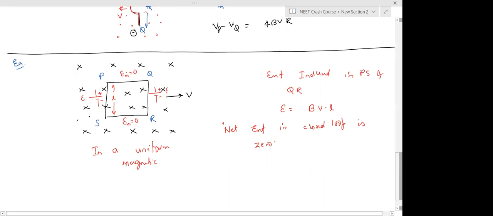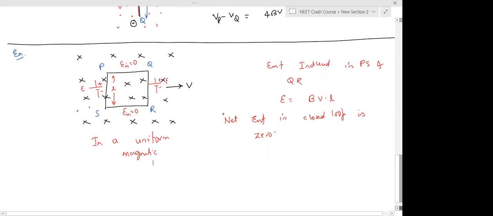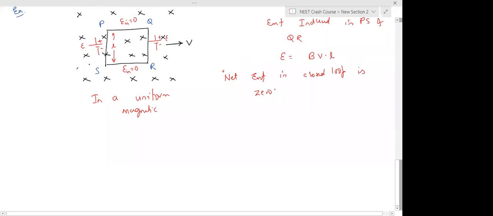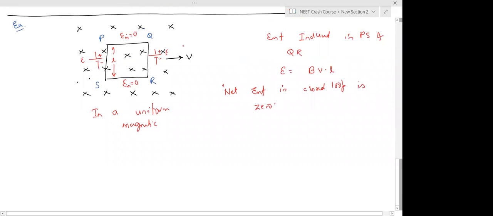So the resultant would have a certain value, it is then just E1 minus E2. We'll do that in the next question. So in a uniform magnetic field, both the wires have equal EMF, but opposite. So they cancel out each other, and therefore it is zero.